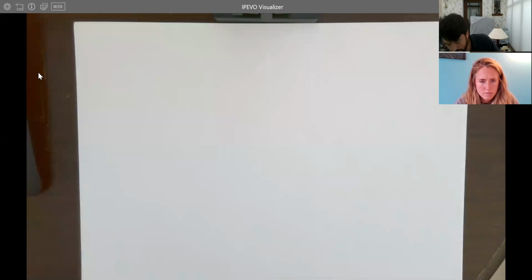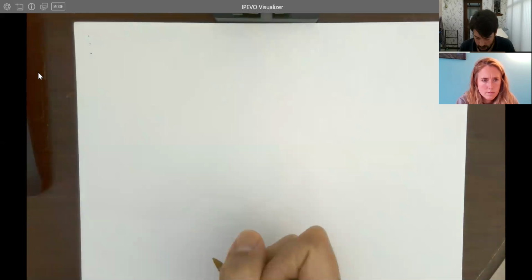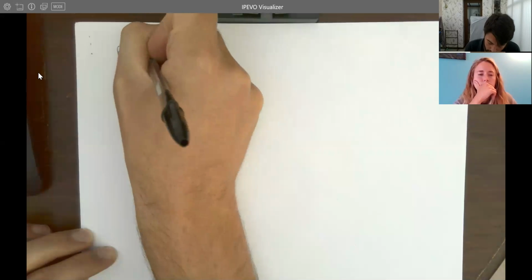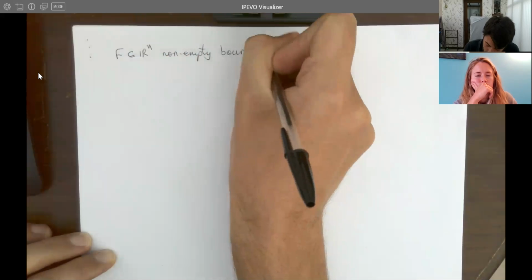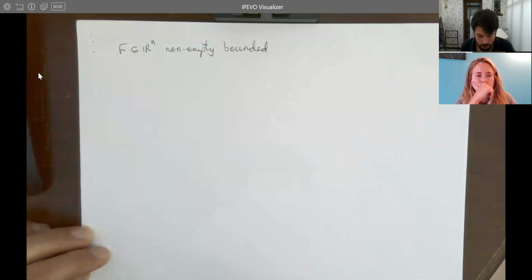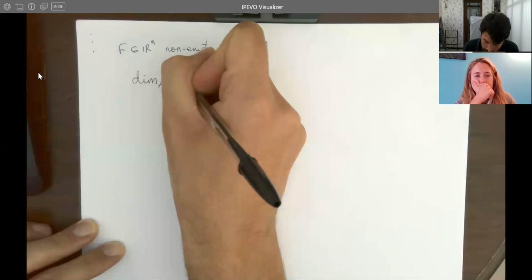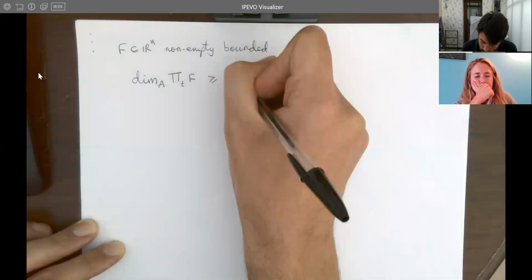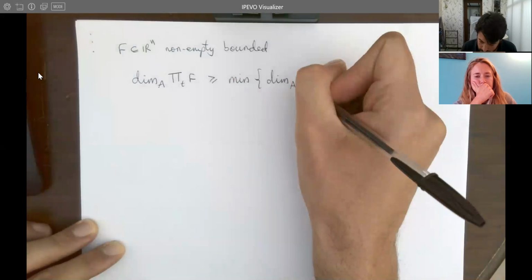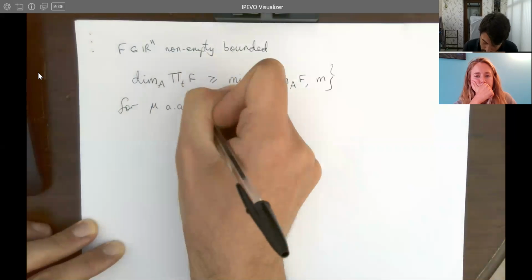So the theorem says that if I take F in Rn non-empty and bounded, it doesn't have to be Borel or compact, but I do want it to be bounded, and that is needed. Then the Assouad dimension of pi t F, so this generalized family of projections, is at least what it should be: the minimum of the Assouad dimension of F and m, for mu almost all t and omega.